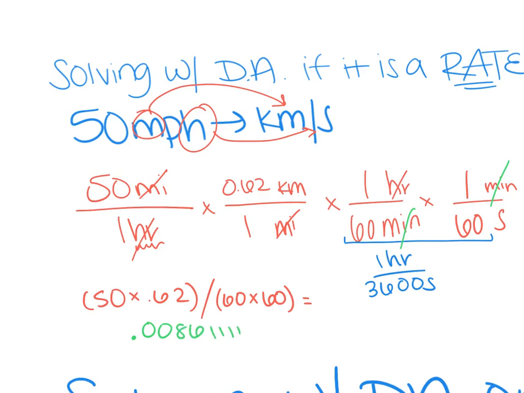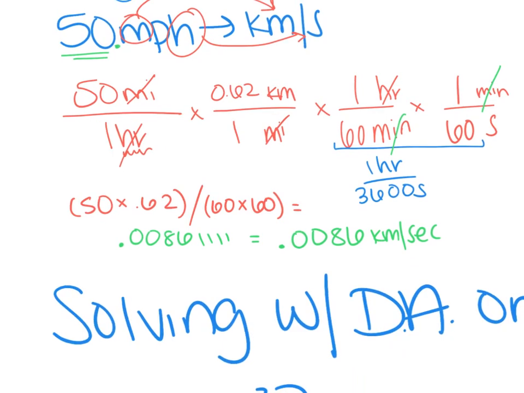Okay. All right. So up here, I just had 50. Let's make it 50 with a decimal point, so we can use two sig figs. So that would give me 0.0086 kilometers per second. You guys still good with that calculation? Okay, remember those leading zeros are not significant, okay?